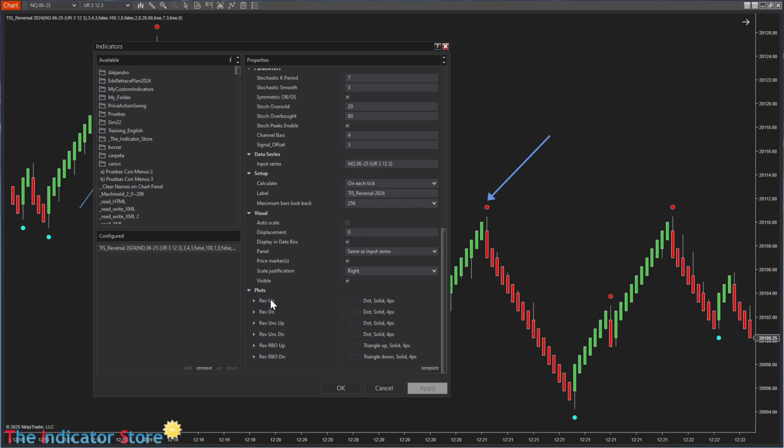Okay, we have reversal confirmed, up and down. Those dots are reversal up. This is a reversal up. This is a reversal down. Confirmed. You can also have access to the unconfirmed if you want to do something with that, like for example, execute an order. And the second entry method that we are going to explain now. This is the RBO, reversal breakout order.